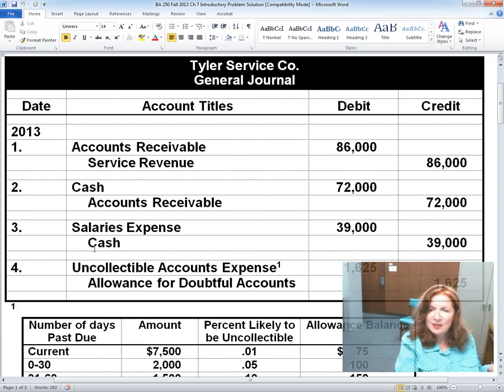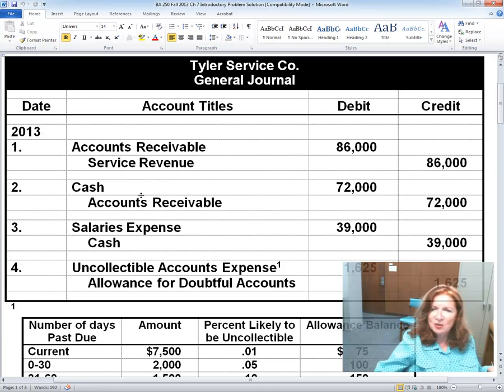Now then, for the solution, we will need to weight these amounts by their probability of loss to get an allowance balance. That's something we're going to have to do. So as we look at the requirements: record the above transactions in general journal form and post them to T accounts. Prepare the income statement. What is the net realizable value of accounts receivable?